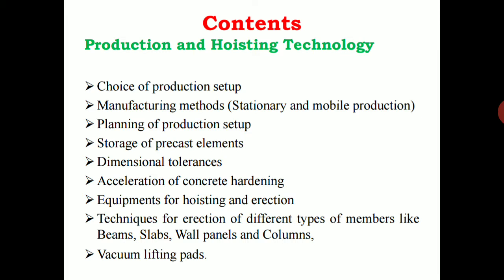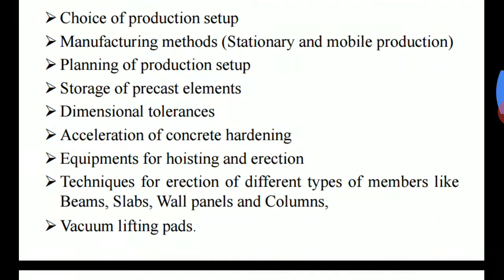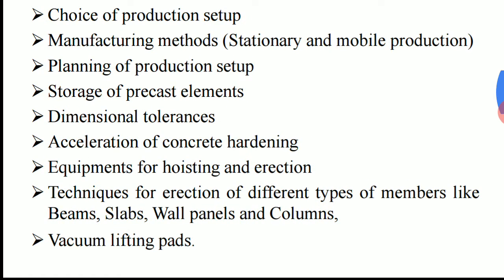So in that we'll study the choice of production setup. Which type of setup we need to place as per our requirement, right? And manufacturing methods, which include stationary and mobile production, planning of production setup, storage of precast elements, dimensional tolerances, acceleration of concrete hardening, and the different equipment used for the hoisting and erection process. That again depends upon the weight of the structural element as well as the capacity of the crane.